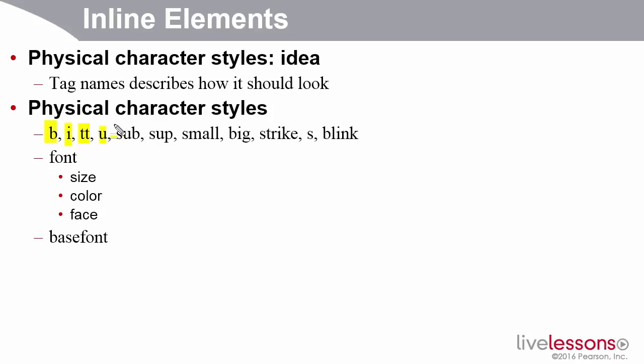U underline, subscript, superscript, small, a little bit smaller, but you don't know how much. Big, a little bit bigger, but you don't know how much. Strike through, so it'll have a horizontal line through it. Blink, and so forth. You can also use the font tag with an explicit font face like Times New Roman or Courier New, and color and size. But the font tag is pretty much obsolete and it's been superseded by CSS. And you can give a base font for the whole page as well.